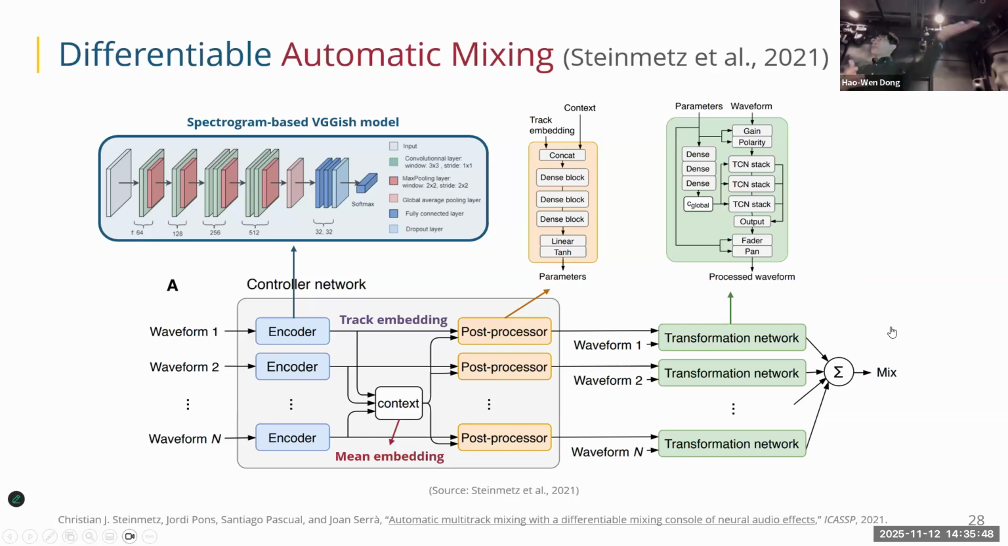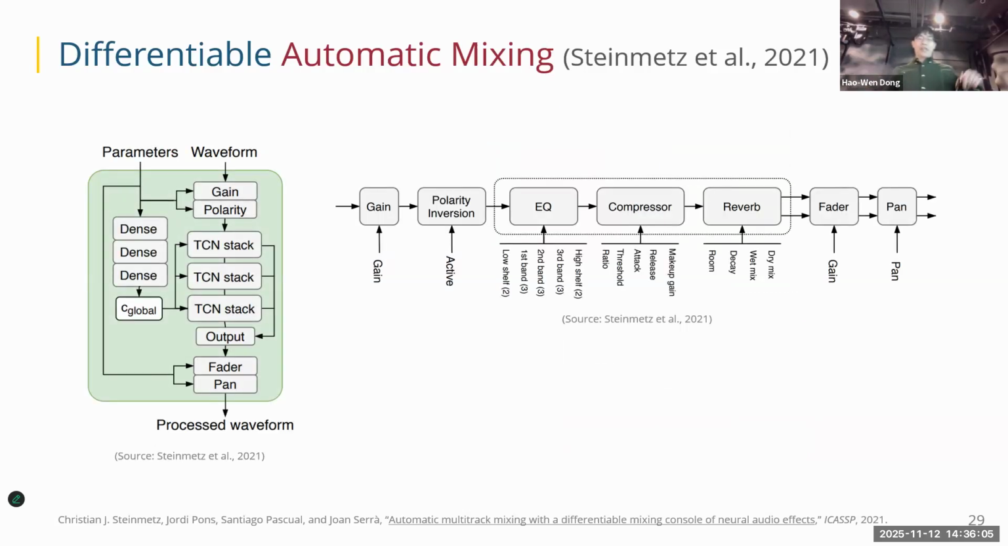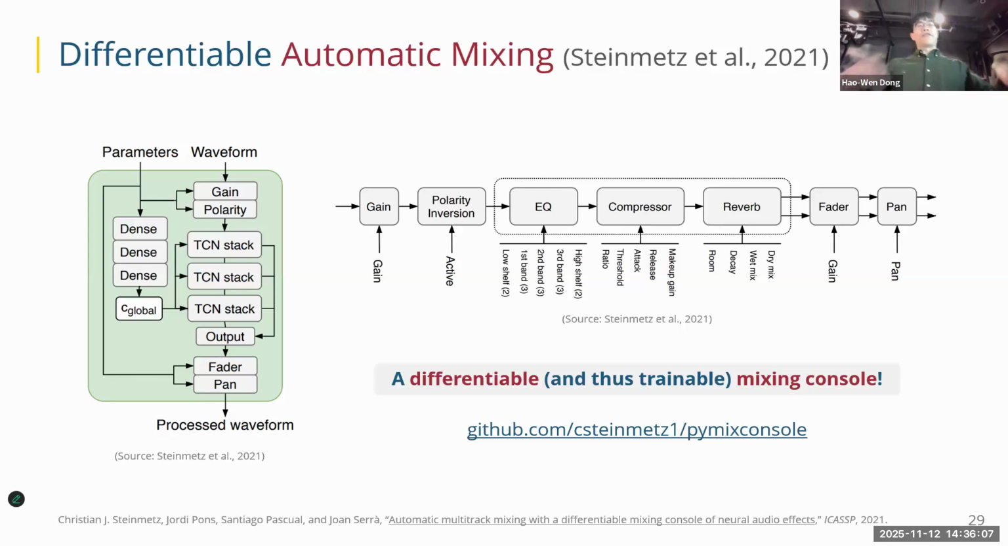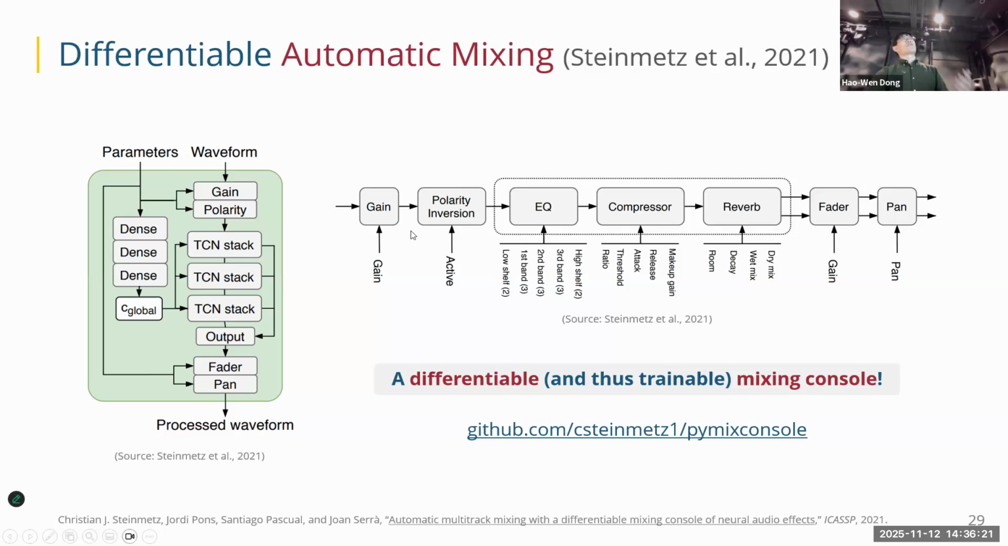And so now you can train it. You get a bunch of dry waveforms going in, and then you have the output mixes, and then you just train this kind of model. This is doable because everything is differentiable and trainable. So this is like a differentiable mixing console, if you think about it like that. So what we can do now is, first, let's look at this transformation network. Can we make a mix? So this is just testing this transformation network.